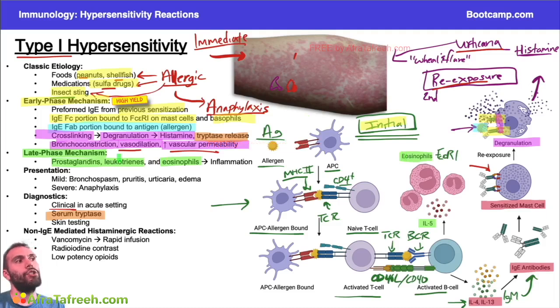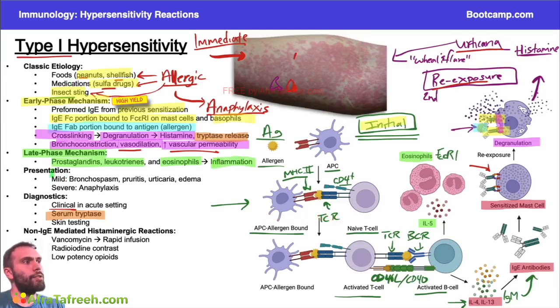Okay, so when you get questions on type 1 hypersensitivities, remember, you might have an eosinophilia, but classically the eosinophils are going to be the late stage players in the game. Okay, so they're not going to be things that are happening in the early phase mechanism. That's probably the highest yield thing to take away from this. And these all eventually also contribute to inflammation.